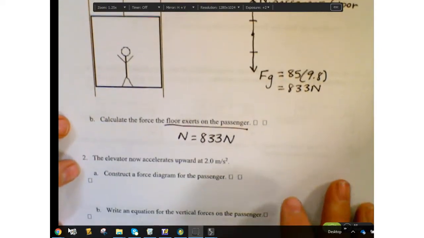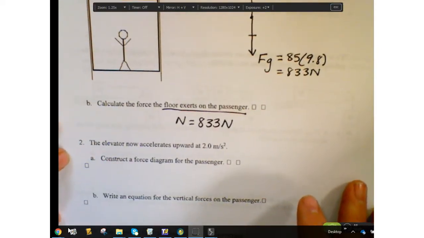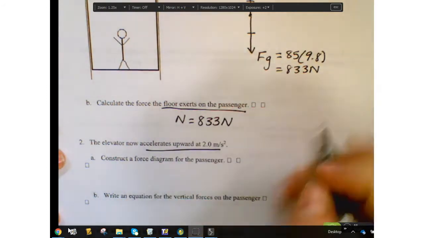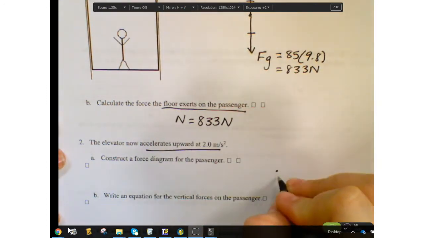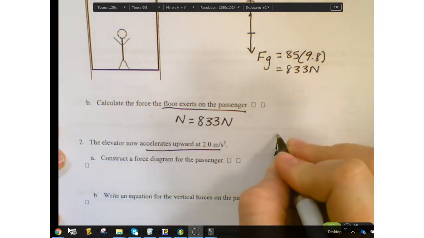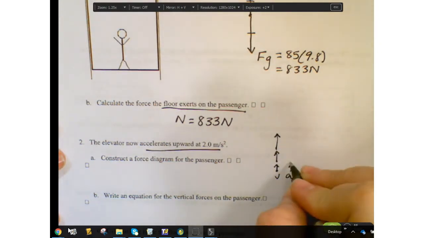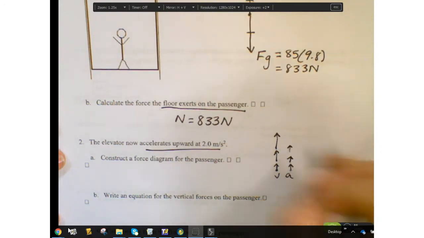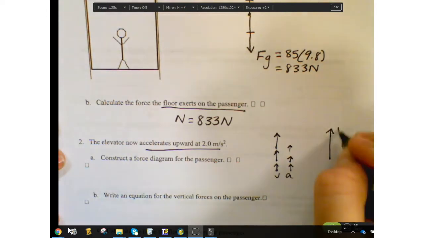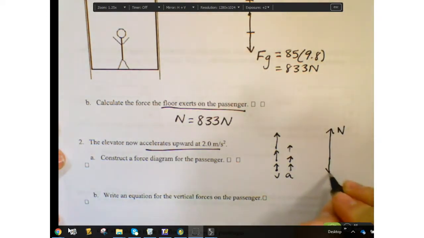Okay, so for number 2, it says the elevator now accelerates up. Construct a force diagram for the passenger. Since we have an upward acceleration, my motion map would look something like this. The velocity vectors are going to get larger, so that means my acceleration vectors are going to go in the same direction. So when I look at my force diagram, I'm going to have a normal force and the force of gravity.